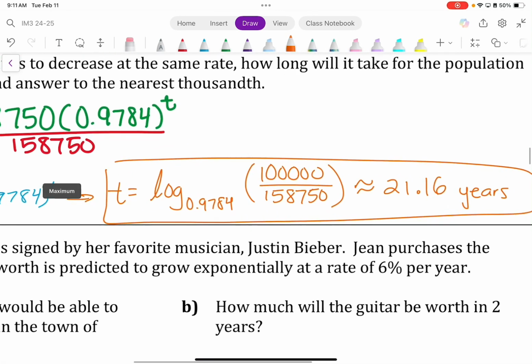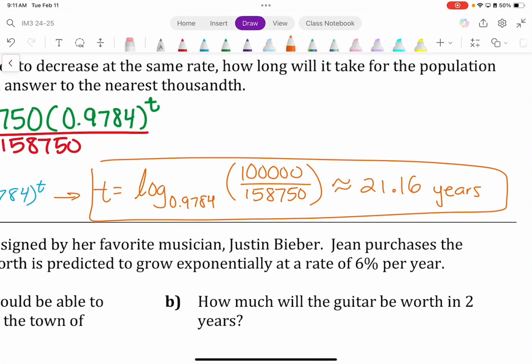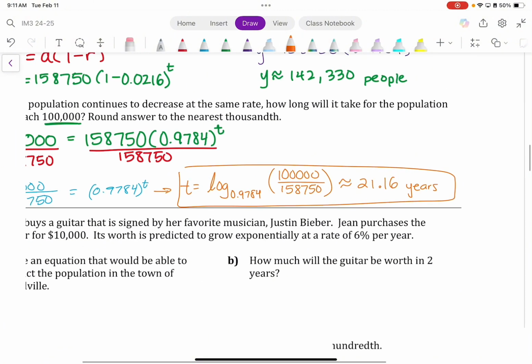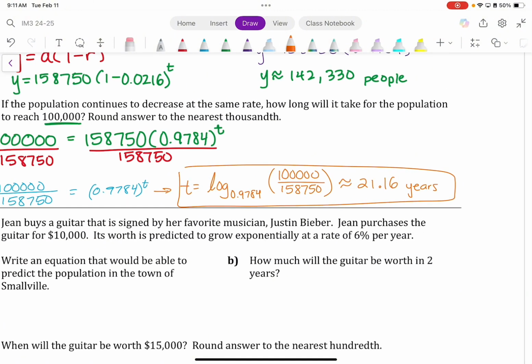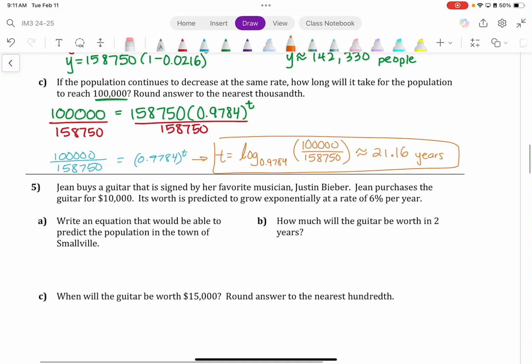Okay, so any questions so far? As you can see, it's not necessarily hard. It's just a little long, but the process is straightforward. Let's look at a second problem, and then I'll have you work by yourselves. The second problem is the following.